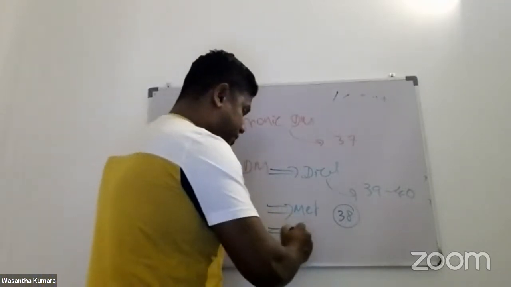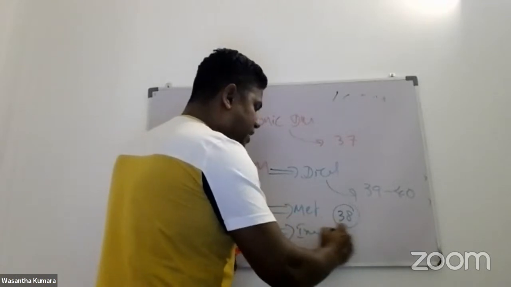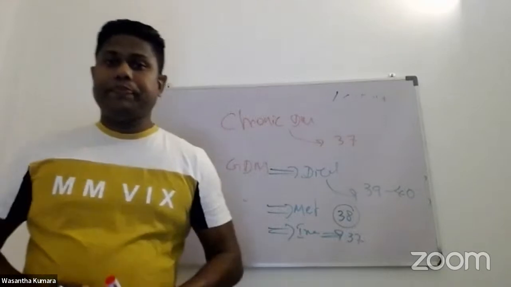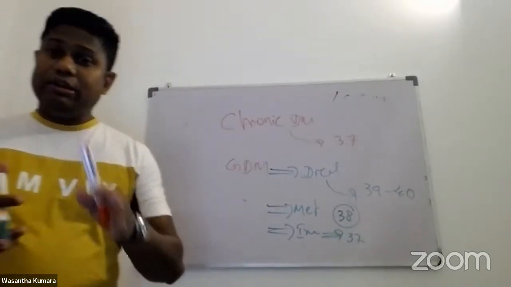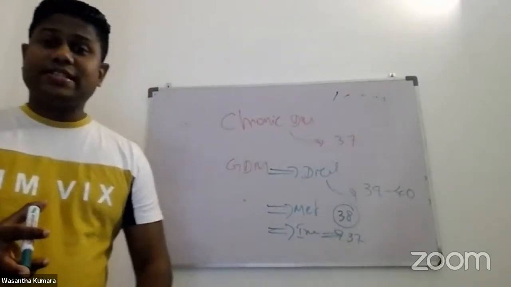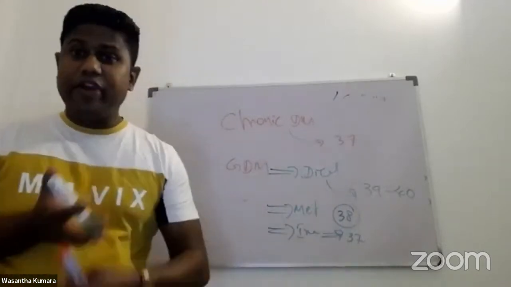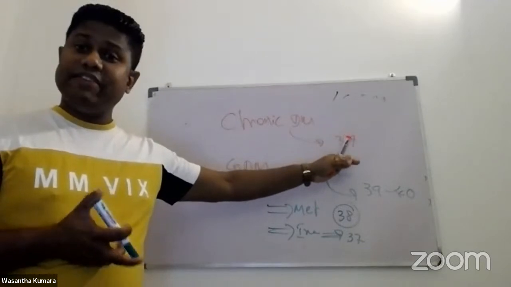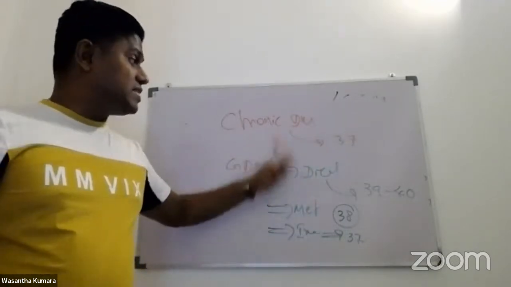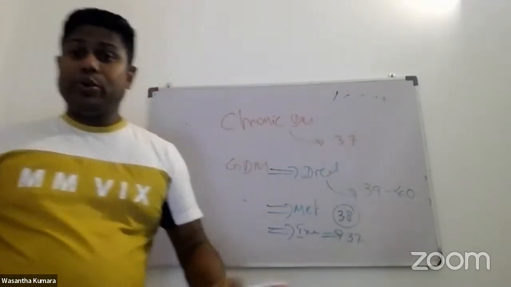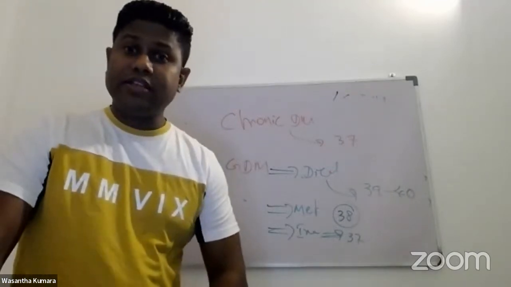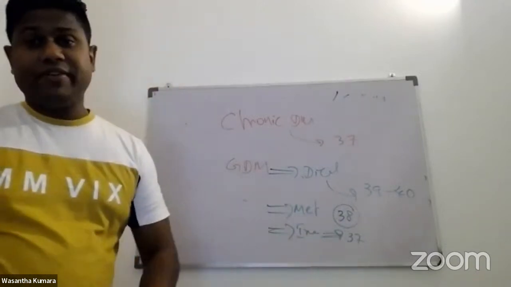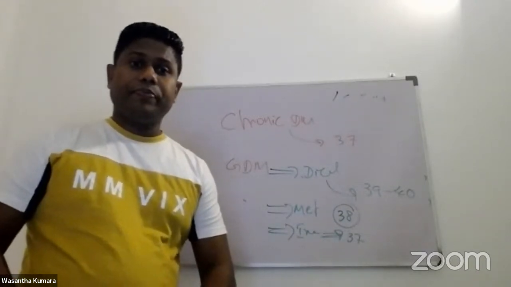GDM on insulin, again, better to consider delivery by 37 weeks. There are no hard and fast rules as such, but these are the norms, okay? Chronic diabetes patients should be delivered by 37 weeks. Gestational diabetes, diet control, you can go up to 39, 40 weeks, but metformin around 38 weeks, insulin by 37 weeks, you have to consider delivery.